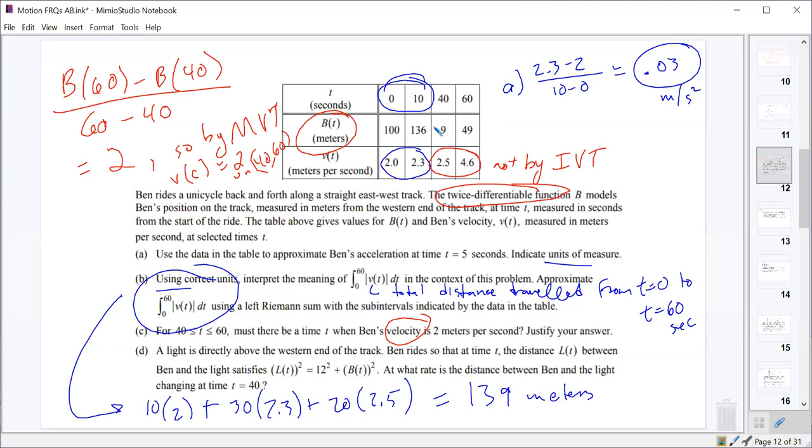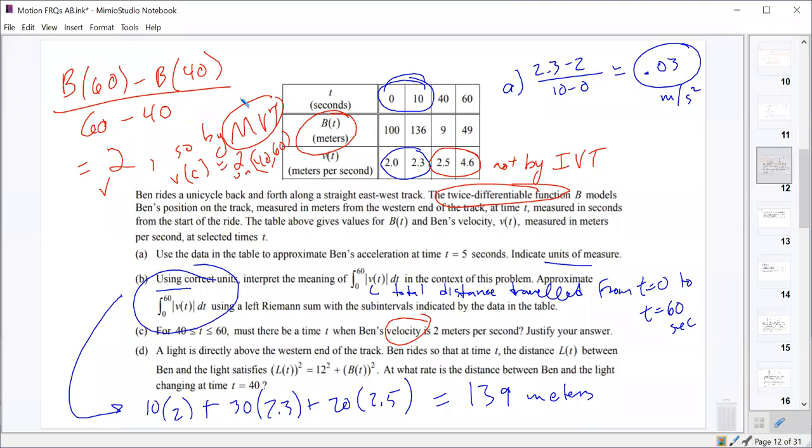Everyone's good with C? You get nothing for checking with the IVT. I haven't pulled up the rubric, I guess, but I think it was 2 points: one for finding that this average rate of change was 2, and then 1 point for making the conclusion that it must be because of the mean value theorem. Yeah, but the IVT gives you nothing for that.